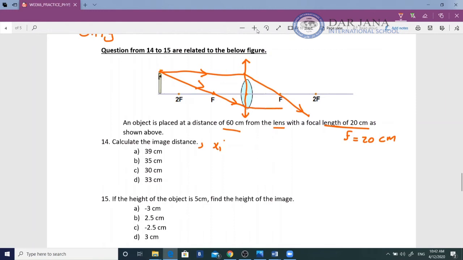It's almost there. So as you see, xi is real here. We should get a real image, and it is reduced. This is also one of the cases.